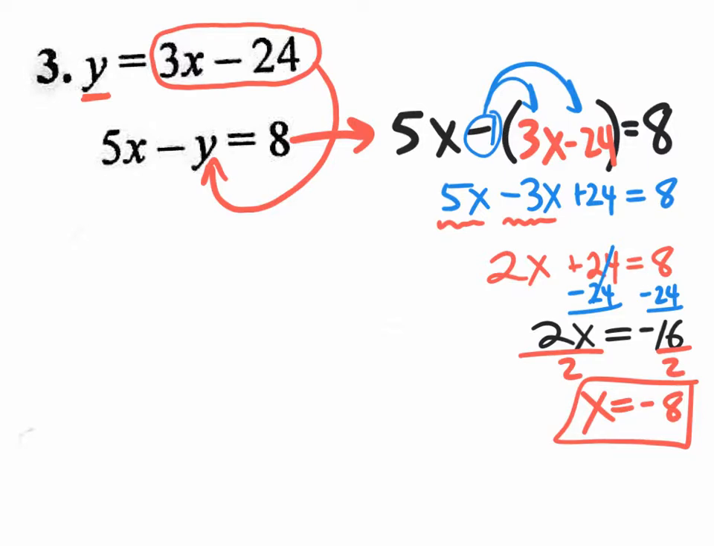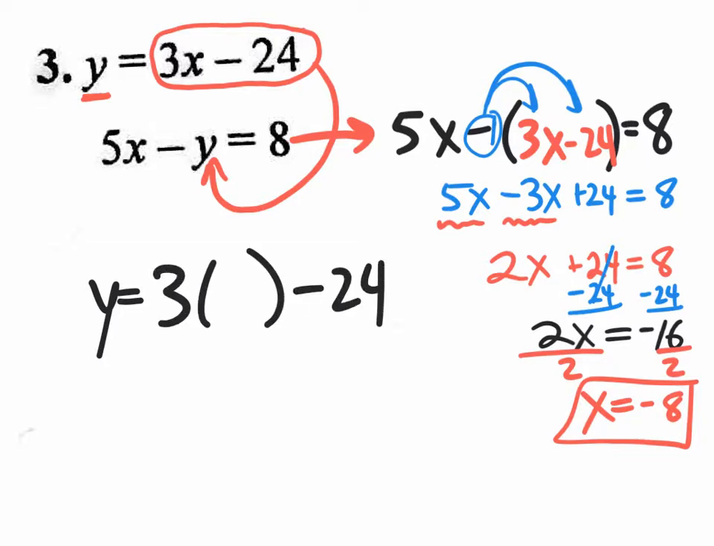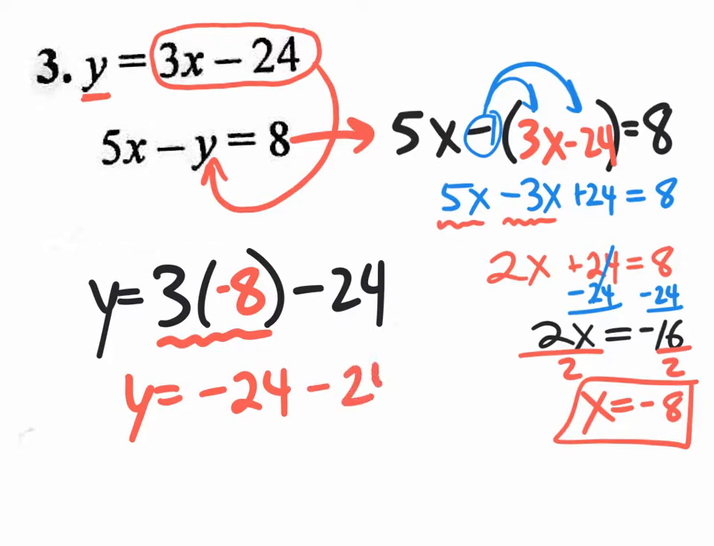Why is that? Because it says y equals 3 times x. Well, x is negative 8. So y equals negative 24, because 3 times negative 8 is negative 24, minus 24. So I already know that y is going to be negative 48. Let me just show my work here. On the top equation, y equals 3 times x minus 24. We are plugging in the x value of negative 8. So we really have y equals negative 24, because 3 times negative 8 is negative 24, minus 24. So y equals negative 48.